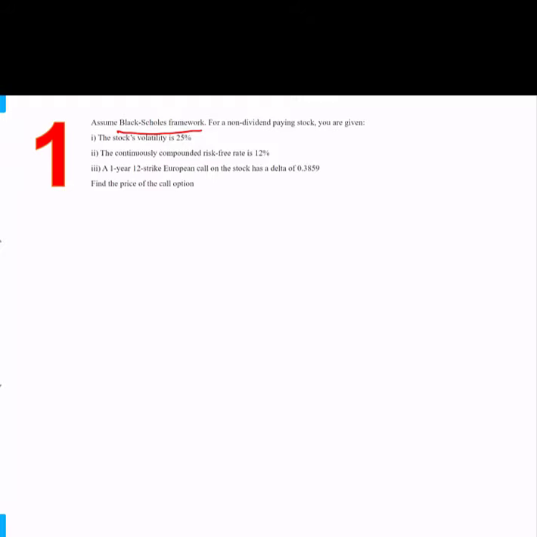Now, for a non-dividend paying stock, that means delta is equal to 0. See that delta is 0. The stock volatility is 25%, so I have sigma is 0.25. I'm assuming the question is on top of this page. The continuously compounded risk-free interest rate is 12%, which means r is equal to 12%.